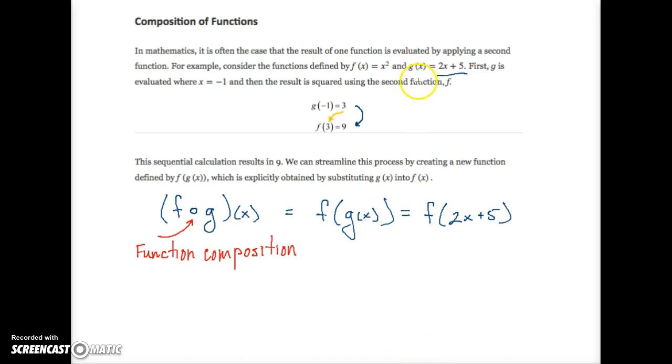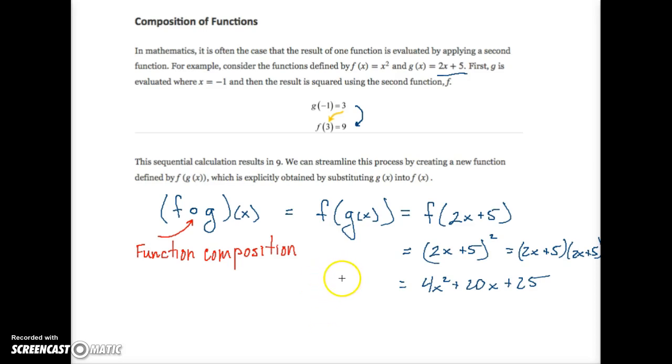Okay, and then we can say, okay, well, my function f just says whatever I put into it, I square it. So I can rewrite this as my input is 2x plus 5, so I need to square my input. So 2x plus 5 squared, and I can multiply that out. That's 2x plus 5 times 2x plus 5, and I get a function 4x squared plus 20x plus 25. So that's my new function. My function, which is the composition of f and g, is 4x squared plus 20x plus 25.